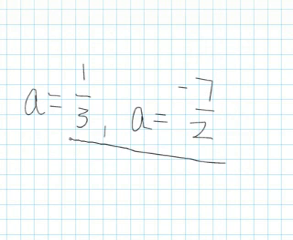You can either write it like this on the answer line, or just 1/3, negative 7 over 2 on the answer line. This is not a point, so do not put parentheses. It's just 1/3 and negative 7 over 2, because these are both a's.